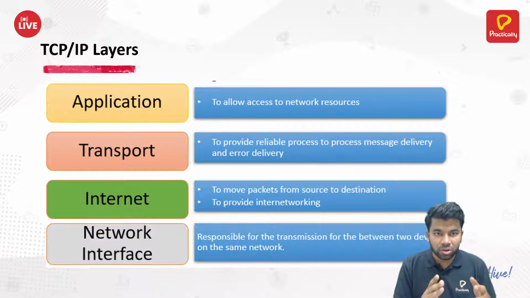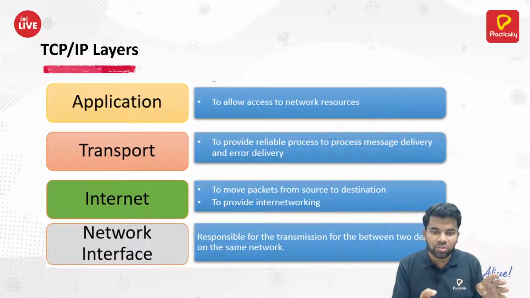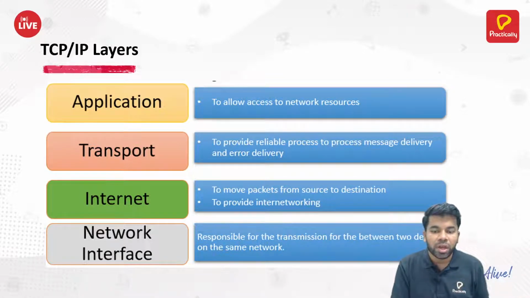Here data gets transmitted with the help of whatever devices we have connected. So the network layer is responsible for transmission of data between 2 devices on the same network, and the internet layer is responsible for transmission of packets. When data is moving, data moves in the form of packets, small packets.